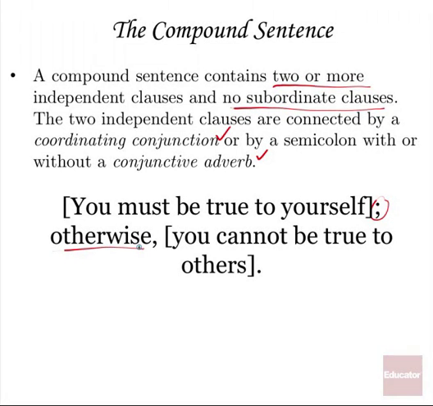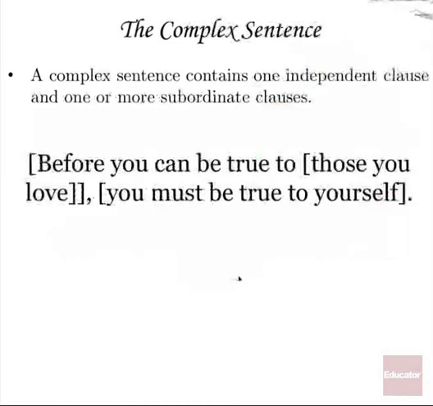Now you notice these are both independent clauses. You must be true to yourself is a perfectly valid independent sentence, and you cannot be true to others is also a grammatical independent sentence. So when you put them together with a conjunction, you get a compound.